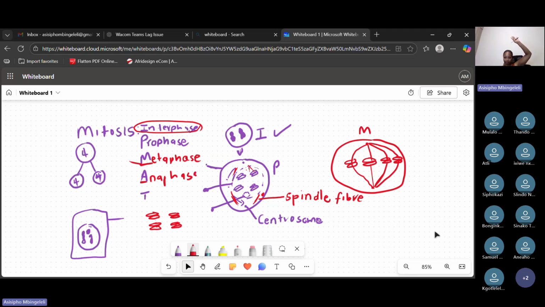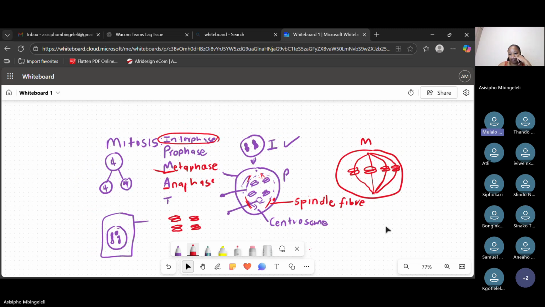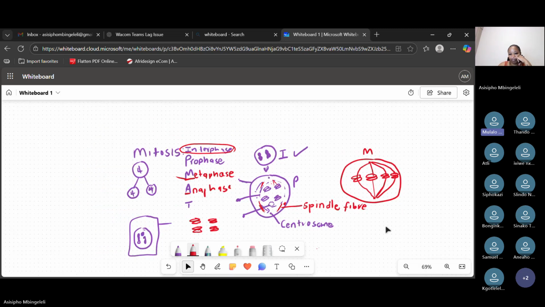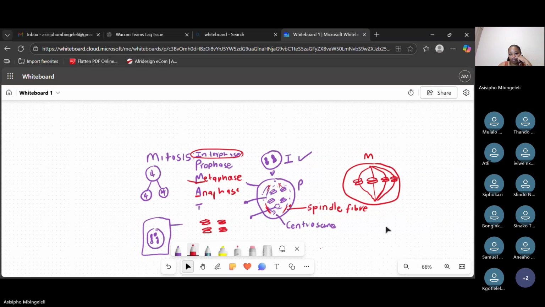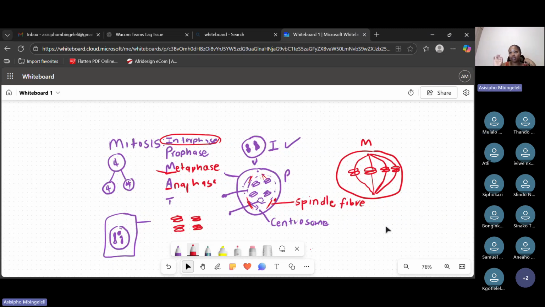Yes, ma'am. Before you move forward, I just want to ask, I see on my study guide it is written as a chromosome in single row on equator. Is that correct? Yeah. So the words single, equator, chromosome, those 3 words are important. Okay, thank you.